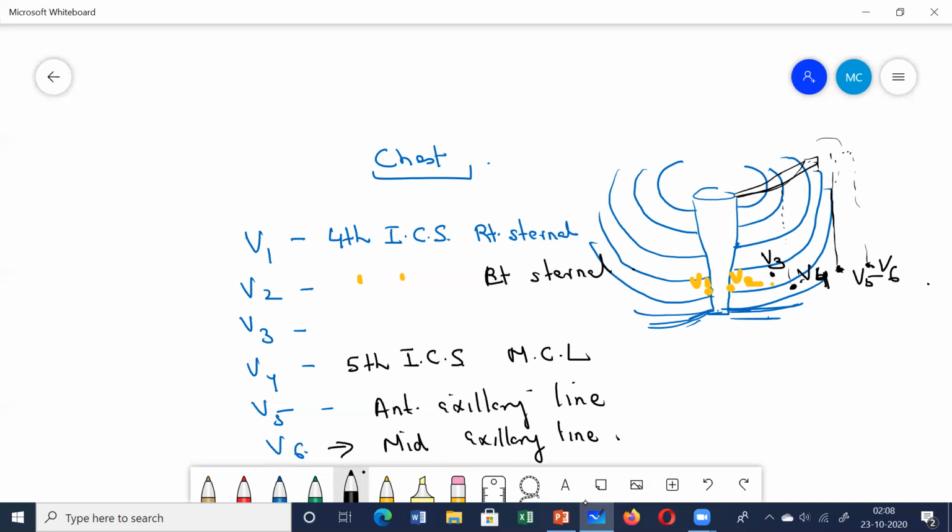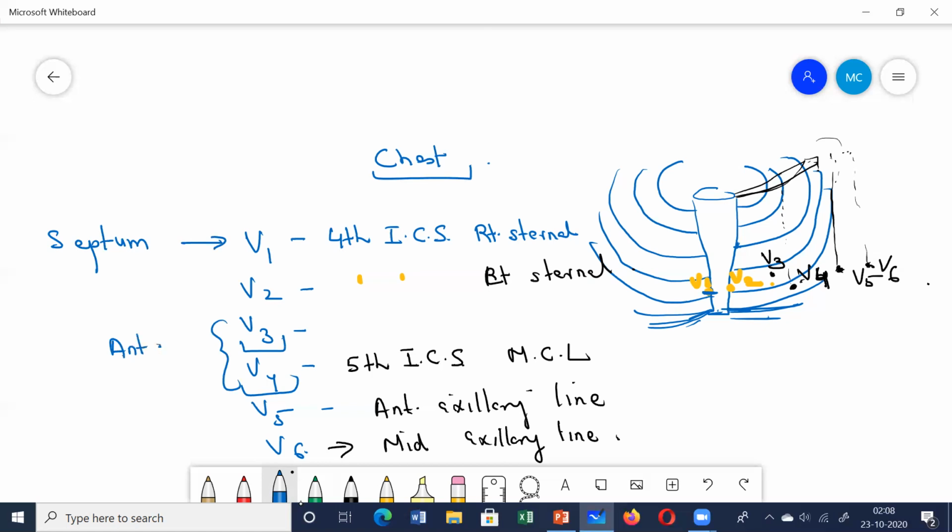Okay, so what view of the heart are you going to get from these chest leads? Remember V1. This is going to provide you a view of the septum of the heart. This is very important in the ECG. If you note any changes in V1, this denotes changes in the septum of the heart. If you see any changes in V3, V4, this mainly denotes the anterior surface of the heart.